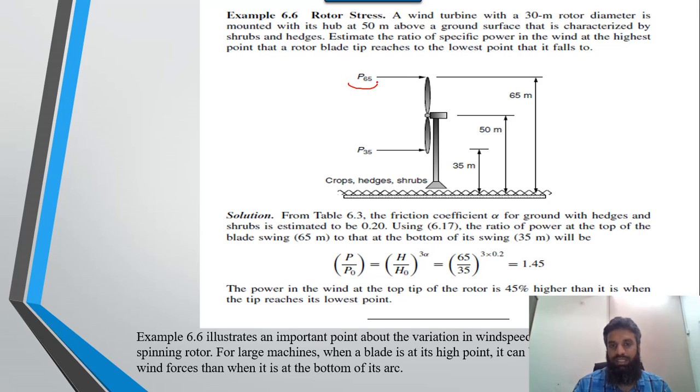The highest point is at 65 meters, and the lowest point is at 35 meters, and the center is at 50. So the change in power, P over P naught, is equal to h over h naught raised to 3 alpha. The maximum height is 65 and the minimum height is 35. So the ratio will be 65 divided by 35, raised to 3 times 0.2, where 0.2 is alpha. So the overall output is 1.45. That means the wind speed at the top is 45% larger than the wind speed at the lowest point.